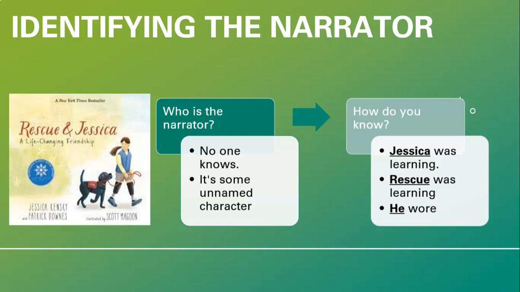When we see something like this, where the narrator is an unnamed character, and they are using these proper nouns, Jessica, Rescue, he, and we can kind of identify that the narrator is not really involved in the story, then we call that, boom, third person point of view, right? Imagine you guys do this. Imagine after watching a movie, you go and tell someone about it. Well, now you are a third person narrator. So that's what it would look like in real life. Boom.